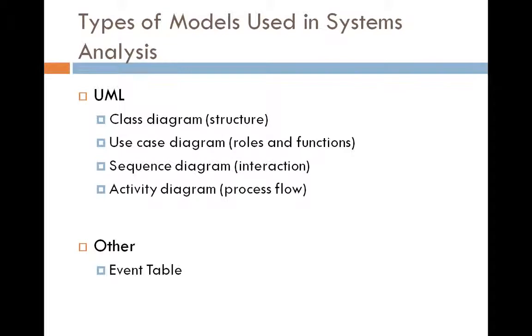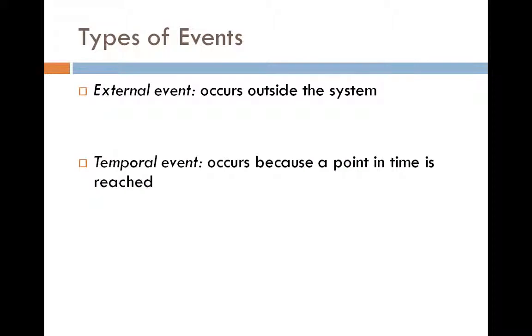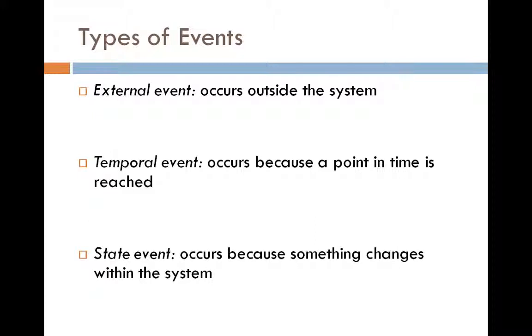So in the event table, there are various types of events. First off, there are external events, which occur outside the system. There are also temporal events that occur because a point in time is reached, and state events that occur because something changes within the system. And if this doesn't make sense right now, just hold tight, and I'm going to show you some examples of each of these different types of events and how they relate to the event table.